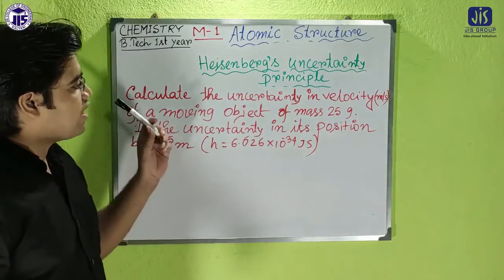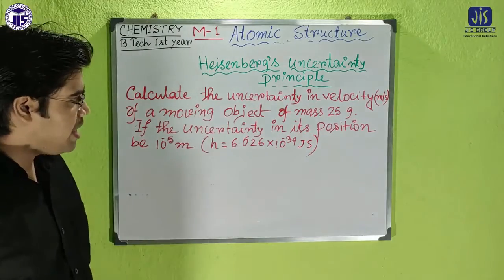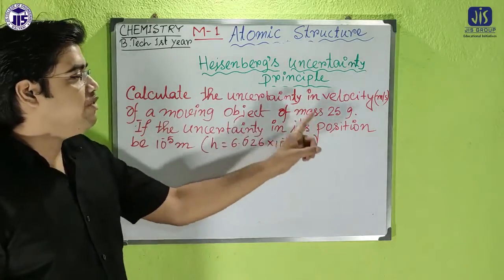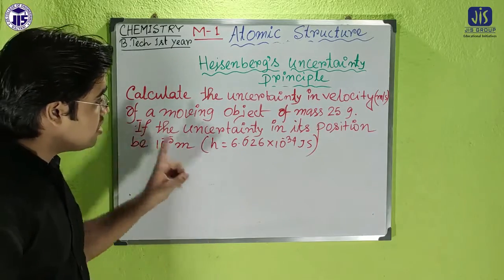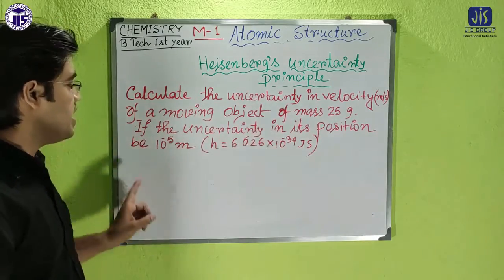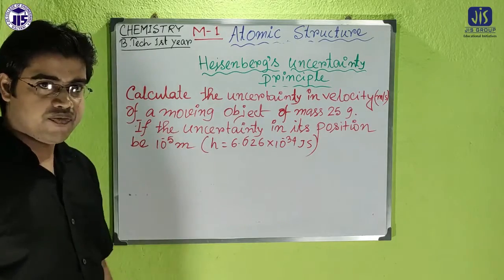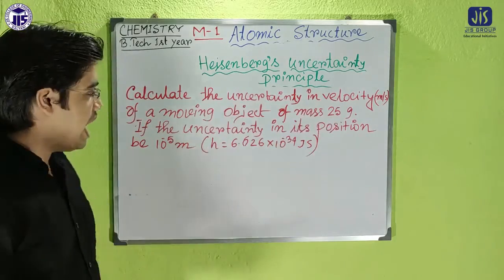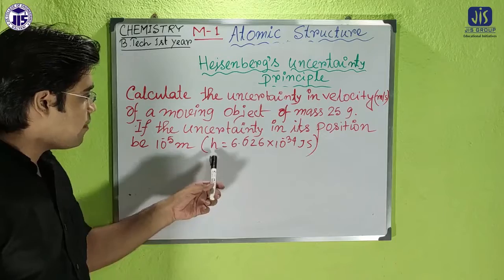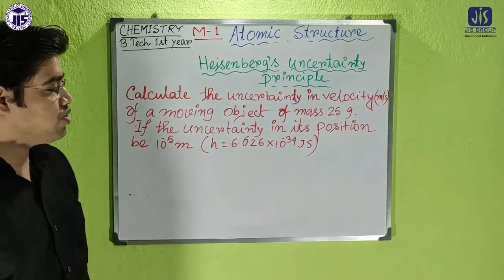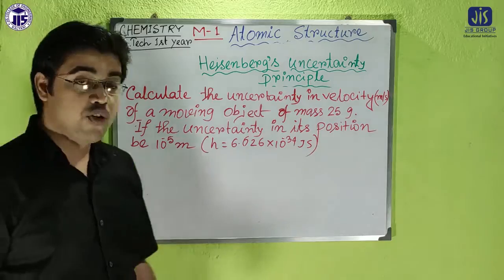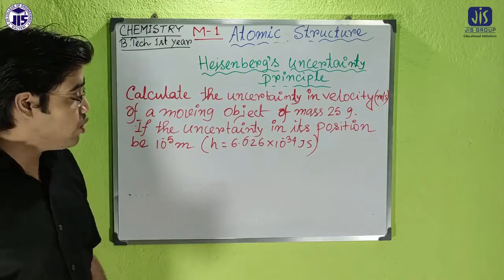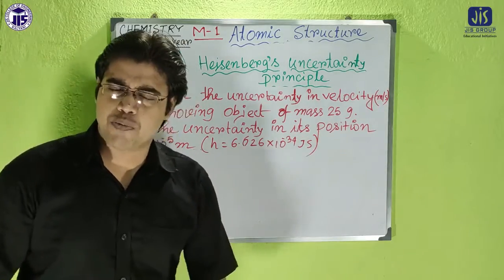What you see here is: calculate the uncertainty in velocity, in meter per second, of a moving object of mass 25 gram, if the uncertainty in its position is 10 to the power minus 5 meter. The Planck constant is given here, h equals 6.626 into 10 to the power minus 34 joule second. You have to solve the problem from the equation del x into del p equals h by 4 pi.